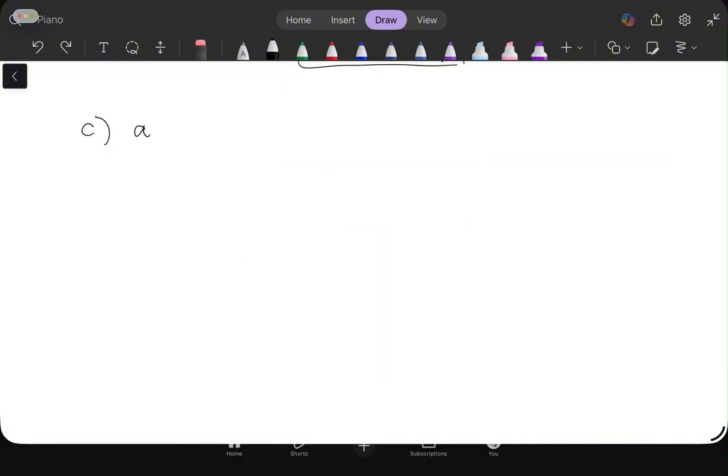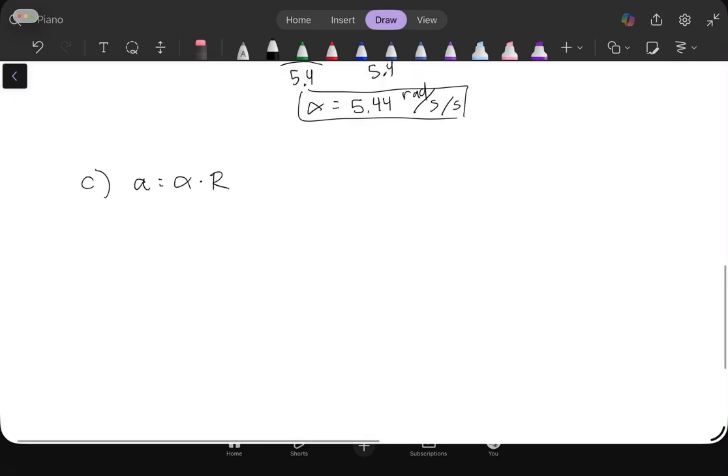Okay, so linear acceleration for the block is just equal to alpha times the radius of the cylinder. And we found alpha earlier, so we can substitute this in. And then the radius is 0.3. We would get 1.633 meters per second squared.